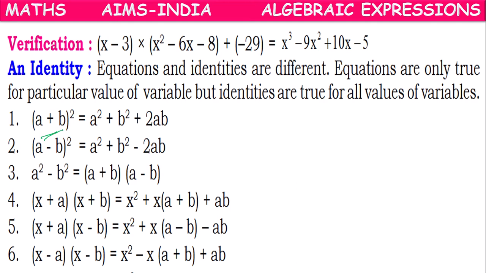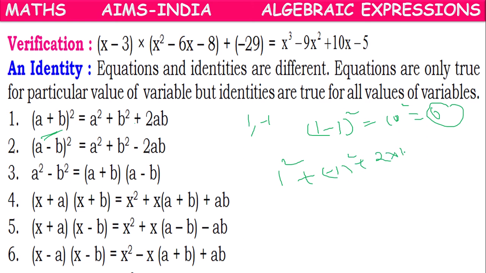Now let's take a negative value, 1 and minus 1. So (a plus b) whole square is (1 minus 1) whole square. 1 minus 1 means 0, and 0 square is equal to 0. Left hand side is 0. Right hand side is 1 square plus minus 1 whole square, plus 2 into 1 into minus 1.